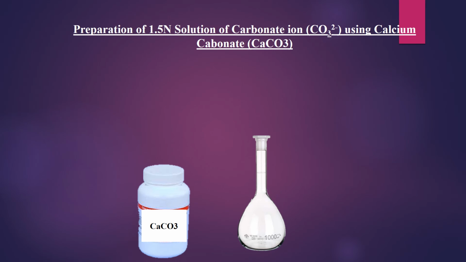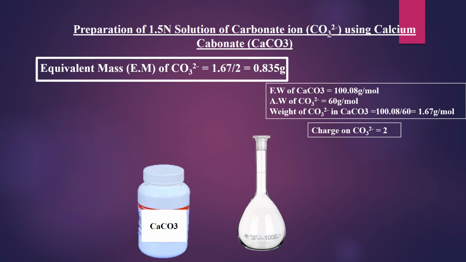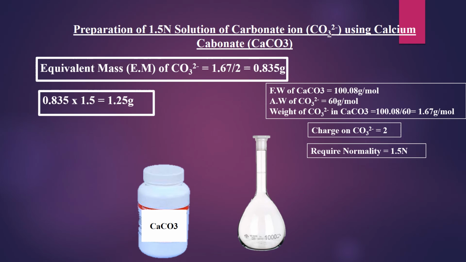To prepare 1.5 normal solution of carbonate ion using calcium carbonate. First of all, find the equivalent mass of carbonate ion. Then divide 1.67 by 2, as 2 is the charge on carbonate ion and 1.67 is the weight of carbonate ion in calcium carbonate. Now multiply 0.835 with 1.5, as we want to prepare 1.5 normal solution. So the answer is 1.25 grams.